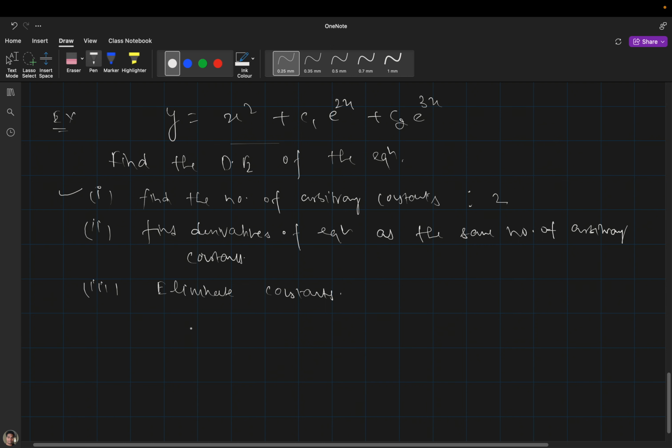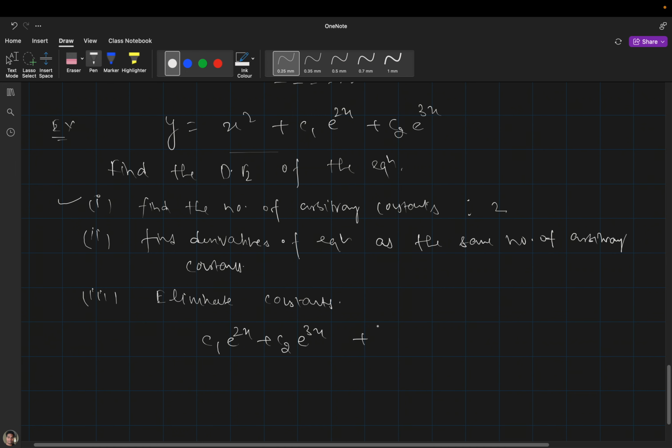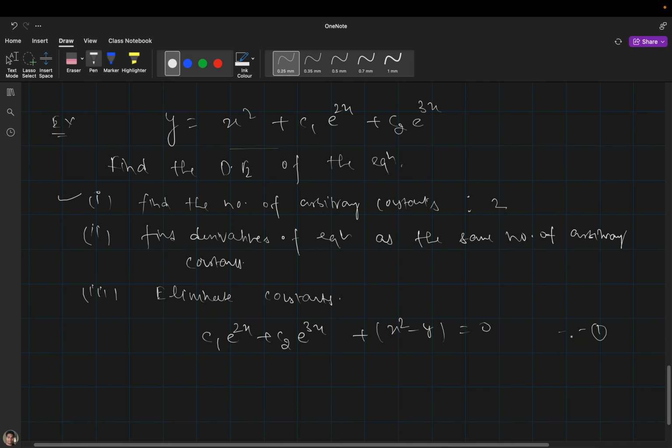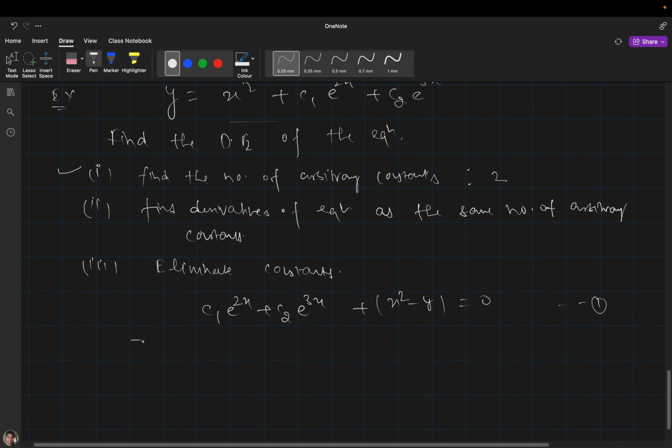So the given equation you can also write like this: c1 e raised to the power 2x plus c2 e raised to the power 3x plus x square minus y equal to 0. This is the first equation. Now you have to differentiate it. So you will get 2c1 e raised to the power 2x plus 3c2 e raised to the power 3x plus 2x minus y dash equal to 0. This is the second equation.